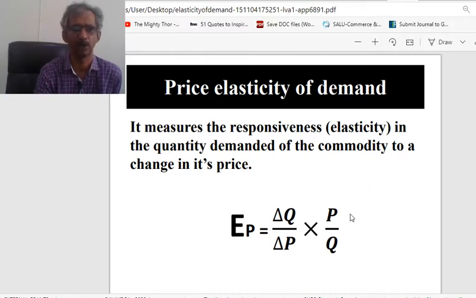And this is the formula. It's one of the formulas through which we calculate the price elasticity of demand. Price elasticity equals change in quantity divided by change in price, multiplied by P into Q, means price divided by quantity.